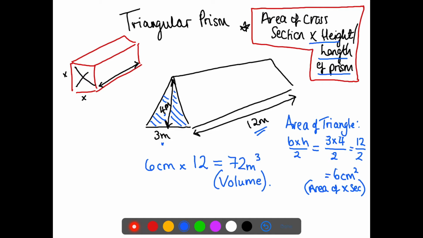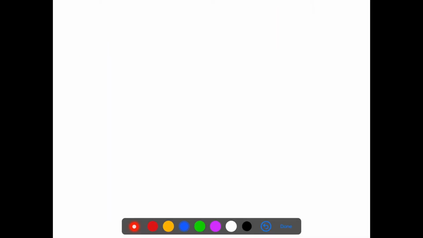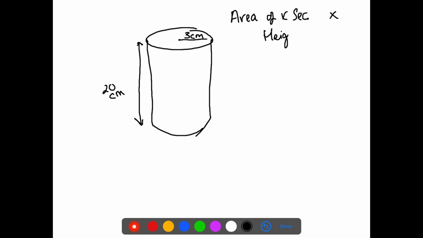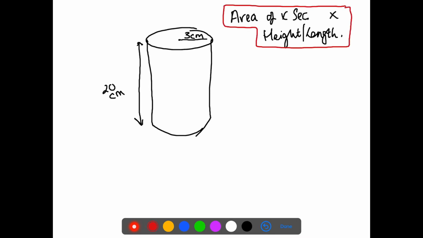We're now going to move on to look at a cylinder. Okay, so a common cylinder that could come up in your exam is one that looks a bit like this, minus the bad drawing. We've got 3 centimetres there, and that length there is 20 centimetres. Now, as I've said before, you need to find the area of the cross section, and then we times that by the height or the length of the prism. Now, I know I keep repeating myself there, but it's something that I really do want you to remember for your exams.